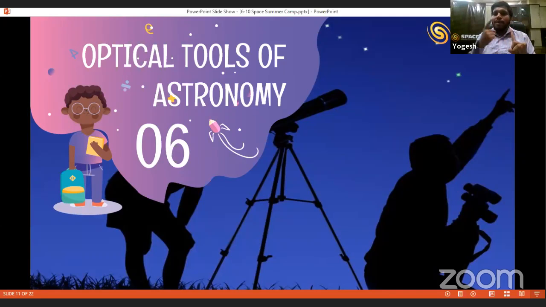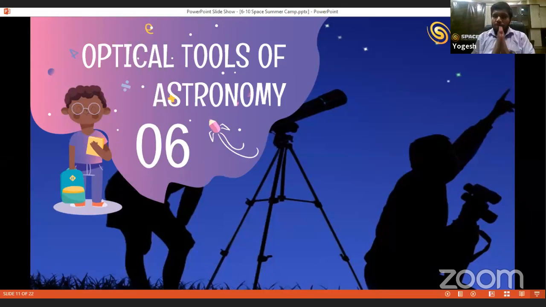Now, the next session is optical tools of astronomy. I talked about the planets, I talked about the stars, but what if we want to have a closer look at them? One answer is that we need a telescope. Yes, we need a telescope. But what exactly is the theory behind a telescope? What is a telescope? How was it made? Who made it? How does it work? Lots and lots of questions. What are the different designs of telescopes? What are some of the biggest telescopes? How does a telescope get the information that it gives to us? We are going to answer all these questions in this session of optical tools of astronomy.